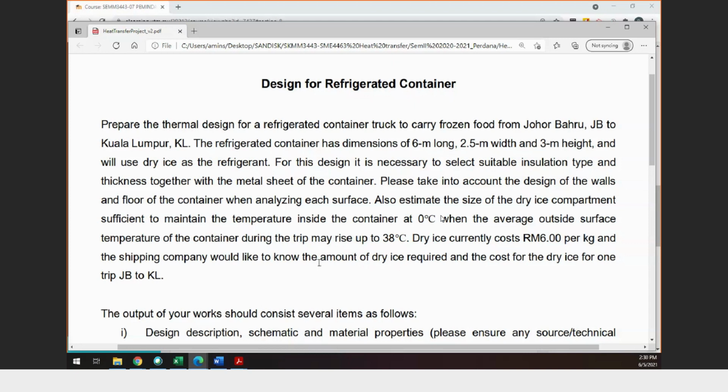Same goes for the floor design of the container. You need a material that is strong enough when people are walking around, working on top of the container, during the loading and unloading of the stuff, the food. So this is the kind of logic that you need to consider, but suitable with the material selection.